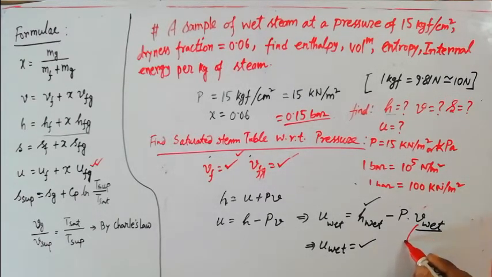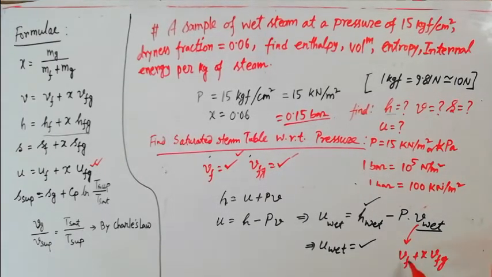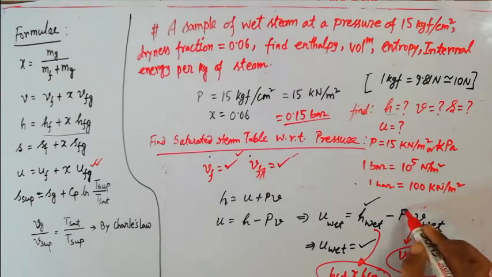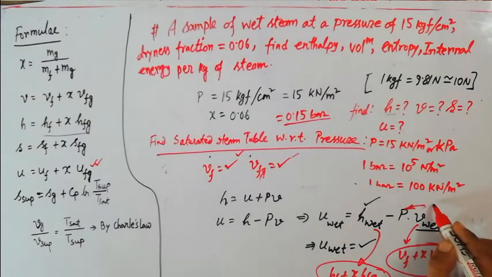Mind it, here V wet will be nothing but Vf plus x into Vfg. That we have already found out. And H wet is nothing but Hf plus x into Hfg. That is also known to us. And P is given to you. Now here you have to use the unit in kilonewton per meter square, 15 kilonewton per meter square.